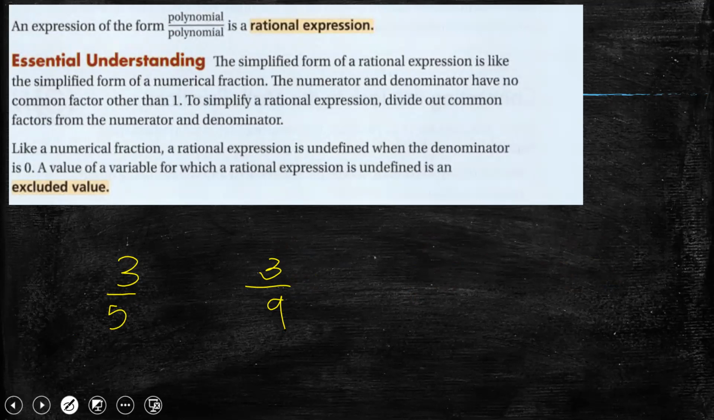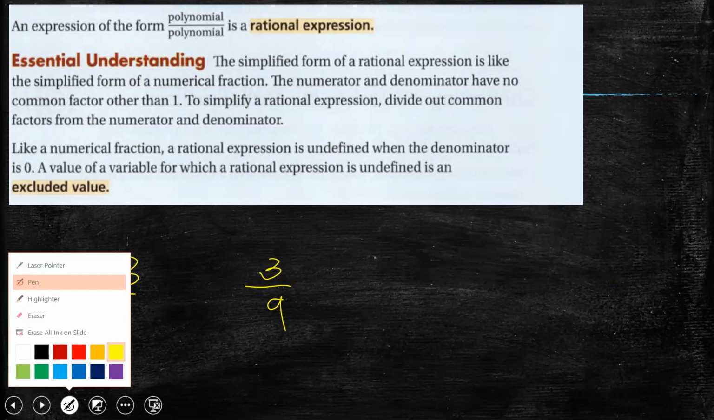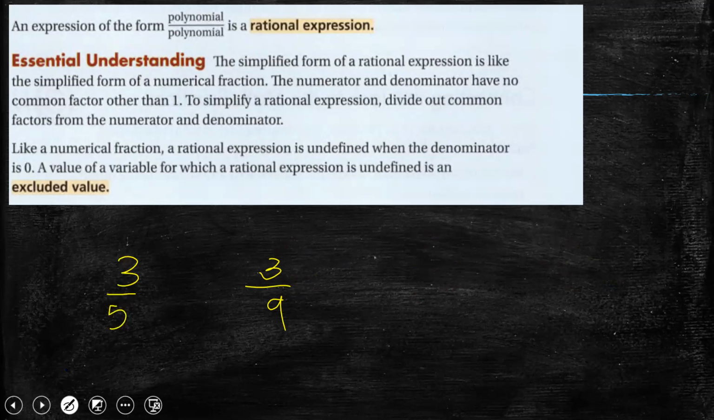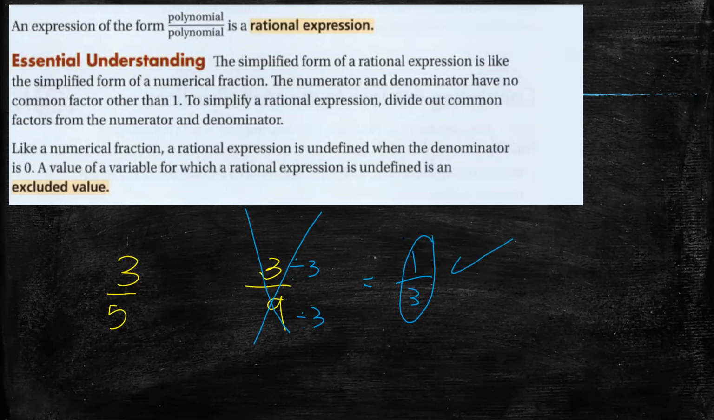Why? Because if you look at 3 over 9, I can simplify it. The common factor here is not 1. We have a common factor of 3. If I divide the numerator by 3 and the denominator by 3, I will get 1 over 3. Then there's no common factor. I will divide them by 1 and 3, and I get a simplified one. So that's why I say 3 over 9 is not the simplified one, but 1 over 3 is the simplified one, and 3 over 5 is the simplified one.